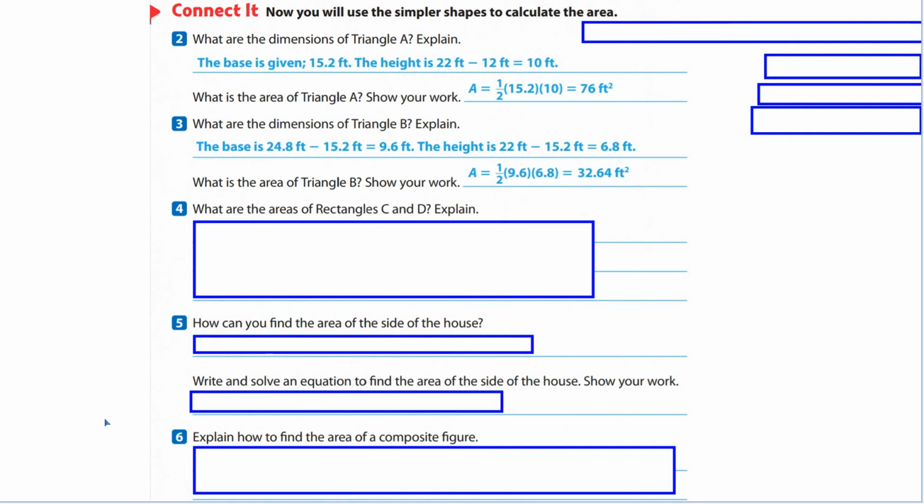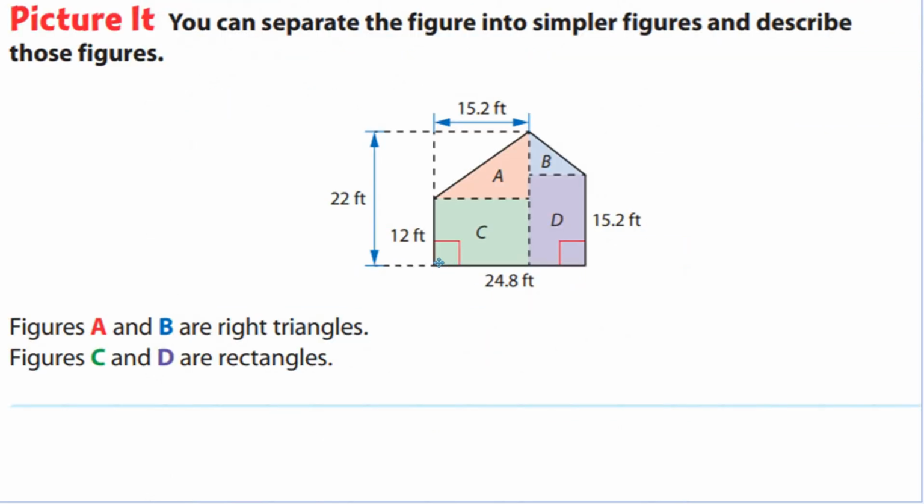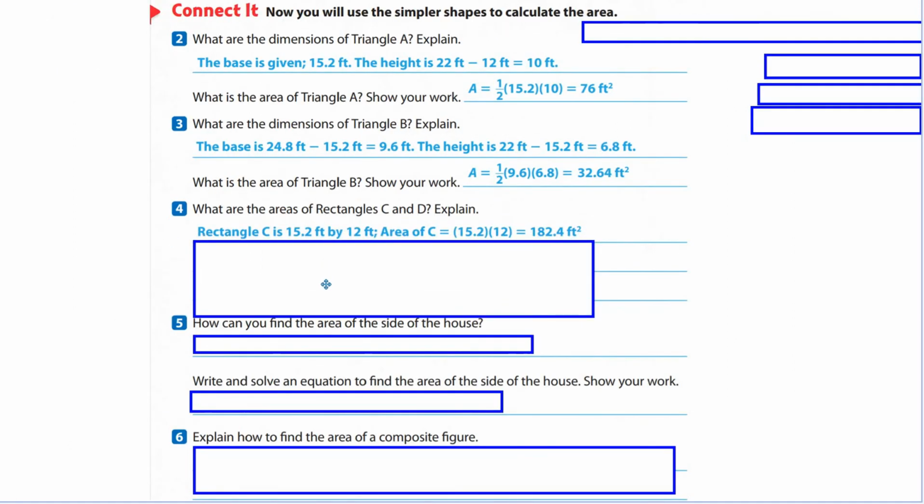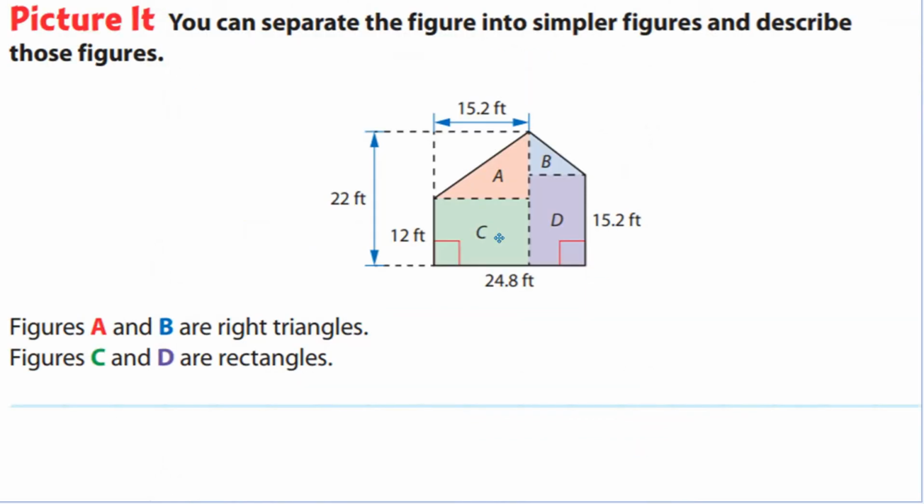Now let's answer question 4. What are the areas of rectangles C and D? Well, when you look at C, you can see that rectangle C is 15.2 feet by 12 feet. So the area of C is 15.2 times 12, because remember the formula is length times width, or base times height. And when you multiply it, you get 182.4 feet squared. Okay, don't forget the feet squared because we're dealing with area. Alright, and as you can see, this is 12 feet, and this, remember, is 15.2 feet. Okay.